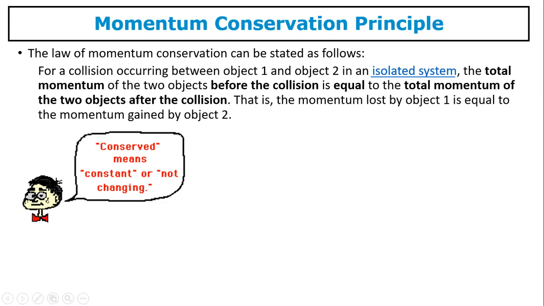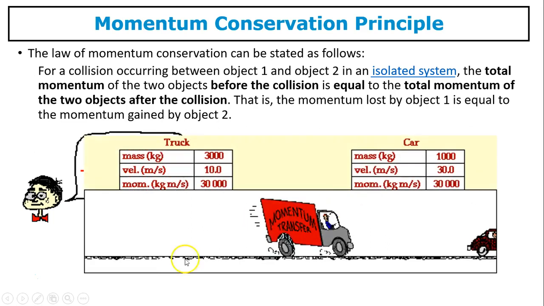Momentum conservation principle. The law of conservation of momentum states that for a collision occurring between object 1 and object 2 in an isolated system, the total momentum of the two objects before the collision is equal to the total momentum of the two objects after the collision. That is, the momentum lost by object 1 is the same as the momentum gained by object 2. Conserved means constant or not changing.